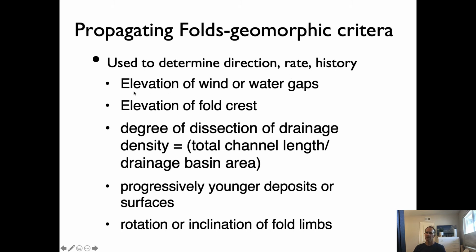The first of these criteria is what we call the elevation of wind or water gaps. If you have streams that are crossing an area and then you start to grow a fold underneath there, just like we were dealing with in the Newport-Inglewood fault lab and the field trip, we were talking about folds that were growing along the fault, but we have these big rivers, the LA River, San Gabriel River, Santa Ana River, cutting across. Well, those rivers are able to cut down through the fold, right?